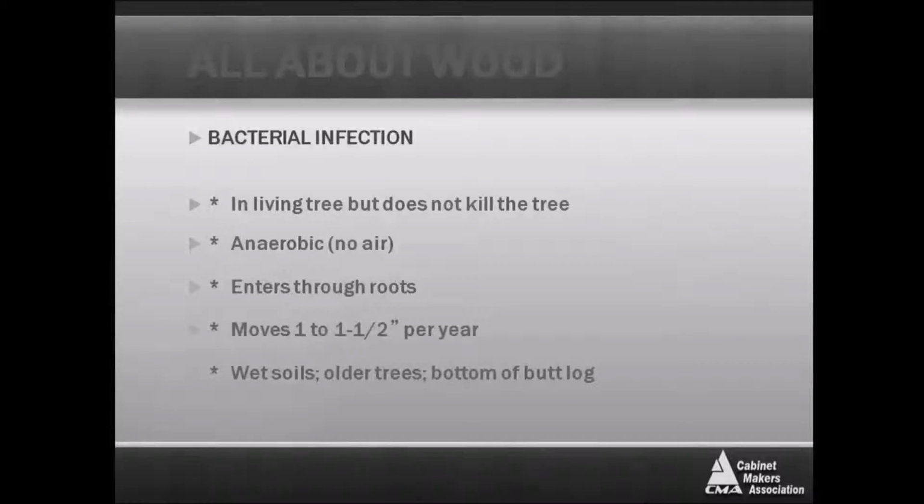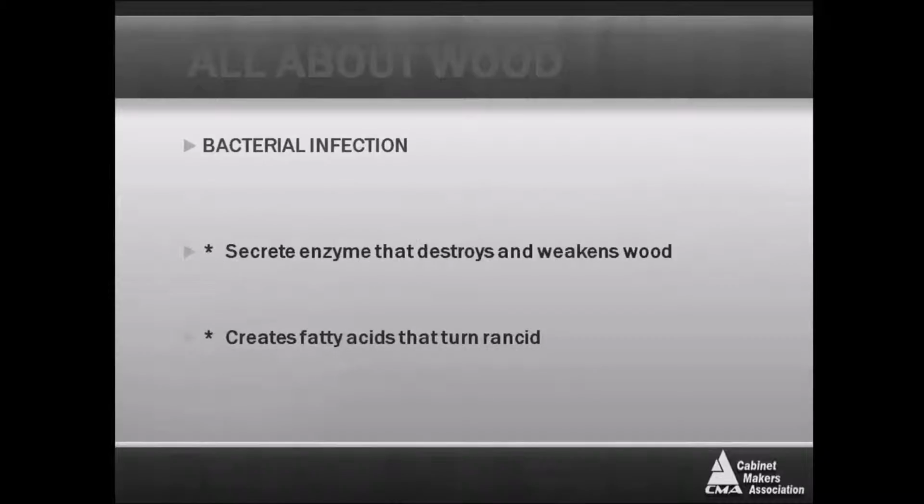This bacteria, though, enters through the root system in most cases, and then it moves only an inch, inch and a half per year. So if it goes in the roots, it might take it 50 years to get up into the stem that we get to the sawmill and we begin to saw lumber out of. And because it's an anaerobic bacteria, it prefers wetter soils, and the slow growth, it'll be in older trees, and it'll be in the bottom of the butt log, the bottom log of the tree.